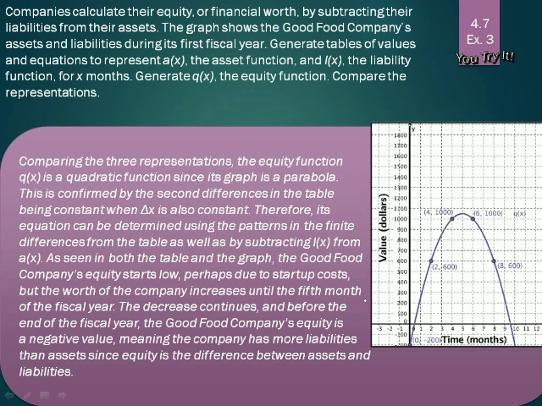As seen in both the table and the graph, the Good Food Company's equity starts low, perhaps due to startup costs, but the worth of the company increases until the 5th month of the fiscal year. The decrease continues, and before the end of the fiscal year, the Good Food Company's equity is a negative value, meaning the company has more liabilities than assets, since equity is the difference between assets and liabilities.